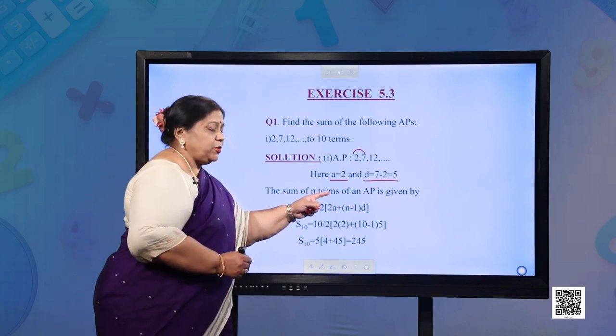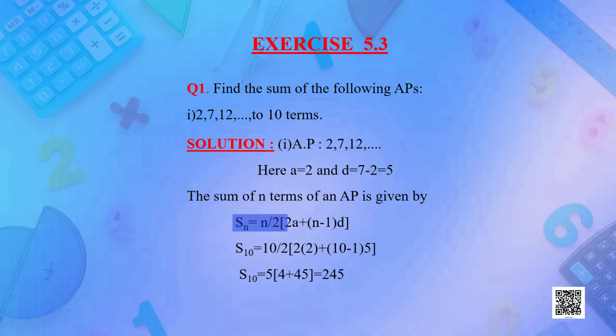Sum of n terms of an AP is given by, what is the formula? S_n is equal to n upon 2 into 2a plus n minus 1 into d. We are substituting the values. n is 10, so 10 upon 2 into 2 into 2 plus 10 minus 1 into 5, which on simplification gives us 5 into 49, that is 245. I hope you have understood, children. Let us go to the next part.